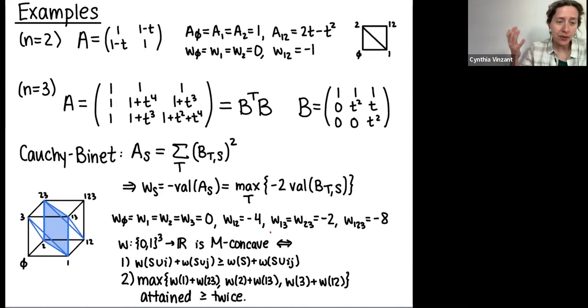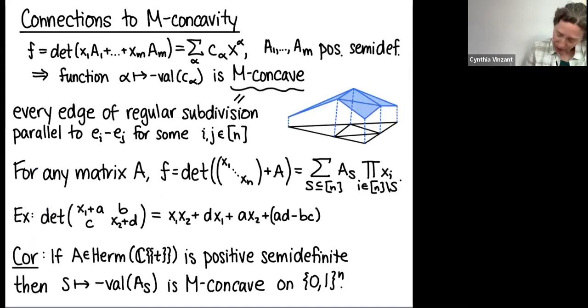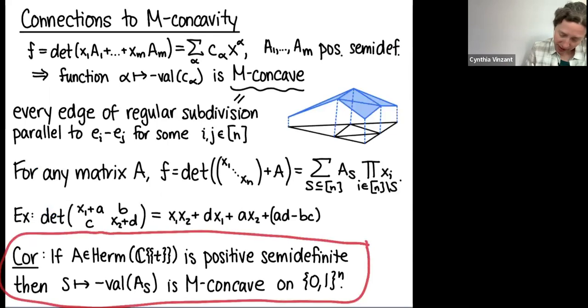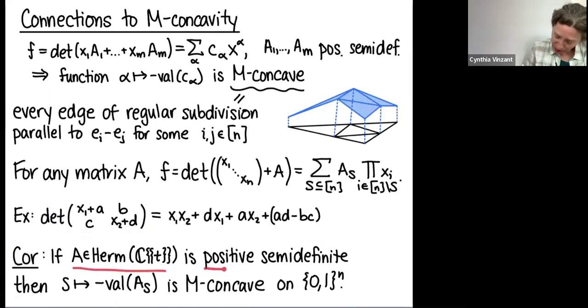And so, just to go back to the other slide for a moment, we know that if we take any Hermitian matrix that's positive semi-definite, then this function is M-concave. We were interested in understanding which M-concave functions you get this way. The answer will be some, but not all.